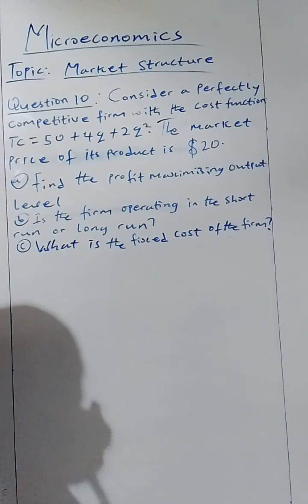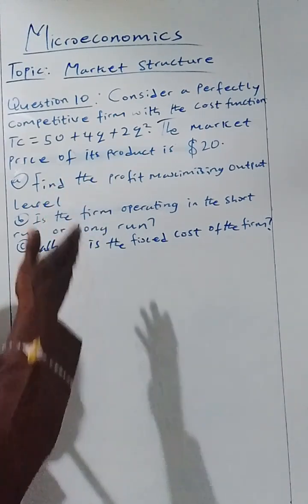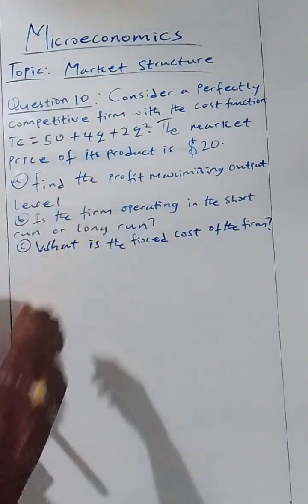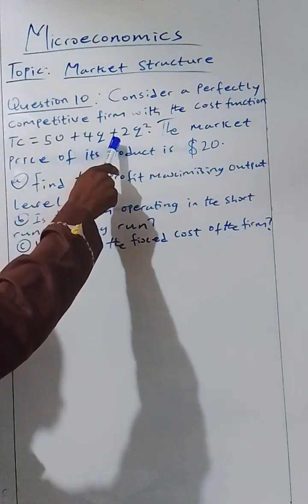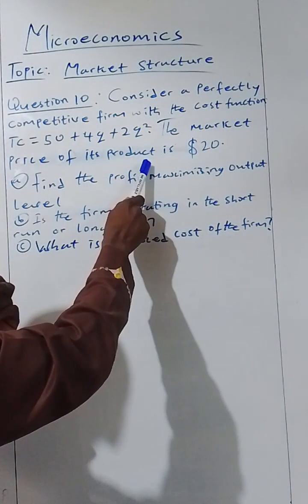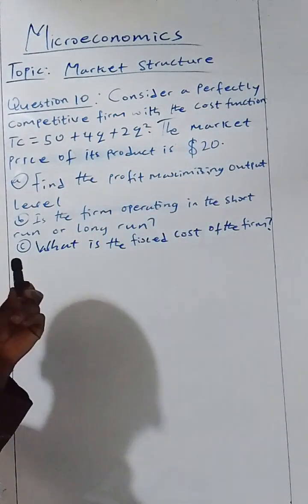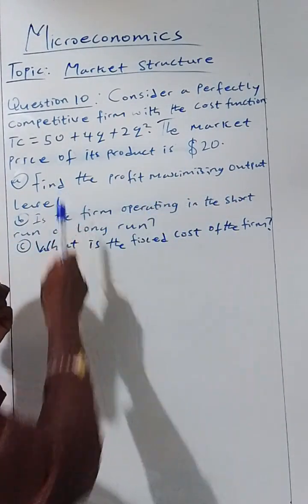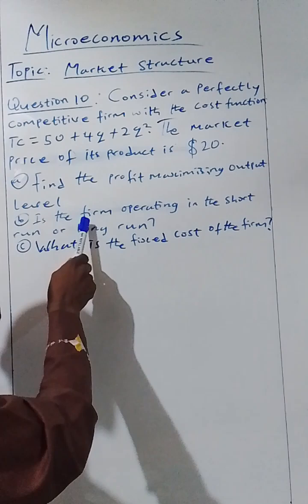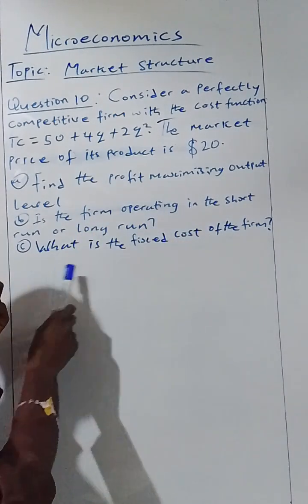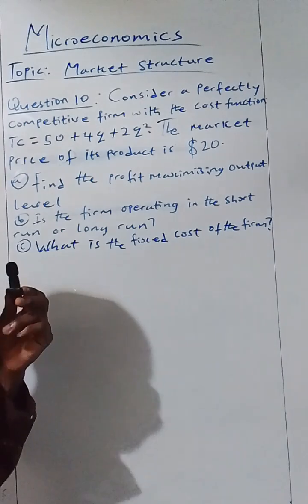The question says, consider a perfectly competitive firm with the cost function TC equals 50 plus 4Q plus 2Q squared. The market price of its product is $20. A, find the profit maximizing output level. B, is the firm operating in the short run or long run? C, what is the fixed cost of the firm?